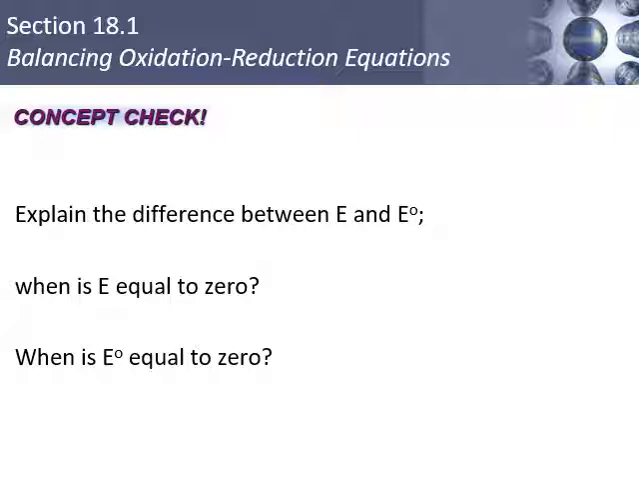So the bottom question, when is E naught equal to 0? That is when you have a concentration cell where you have the same metal on both sides. Next slide.